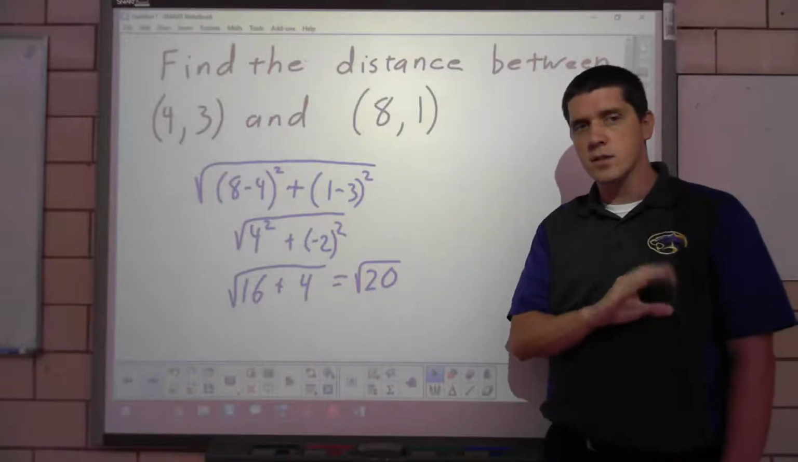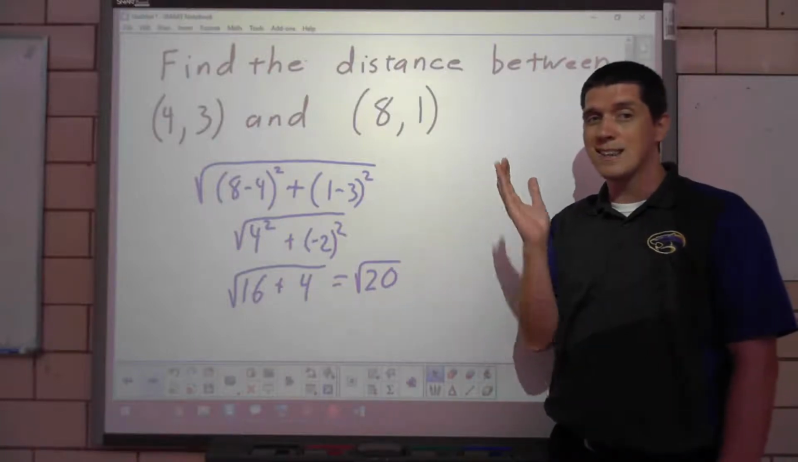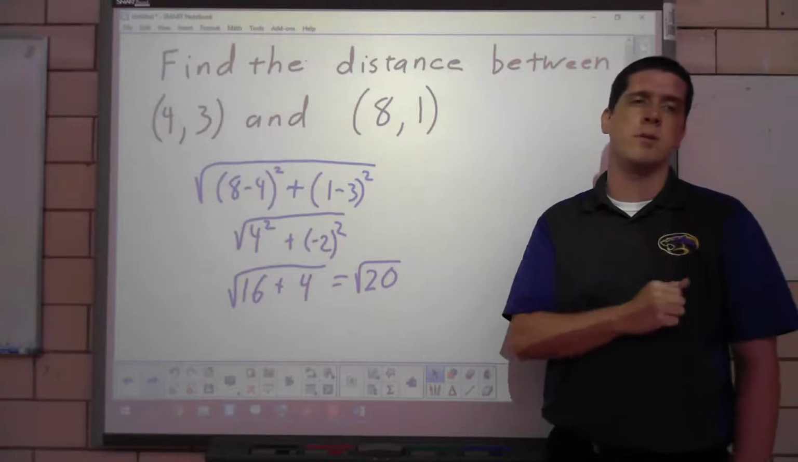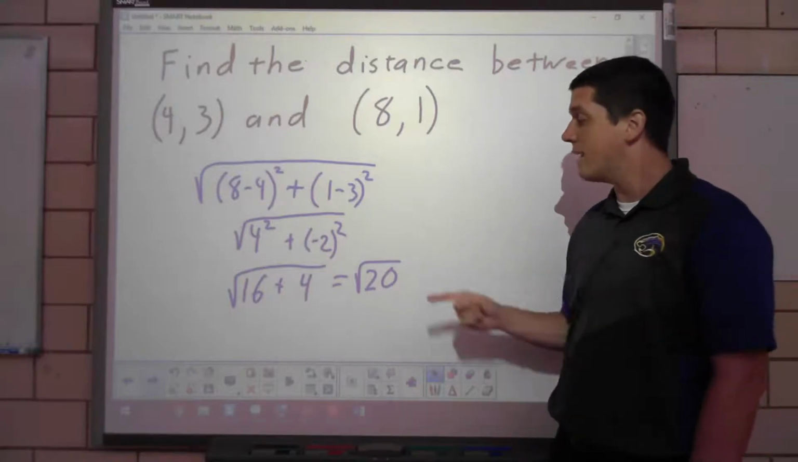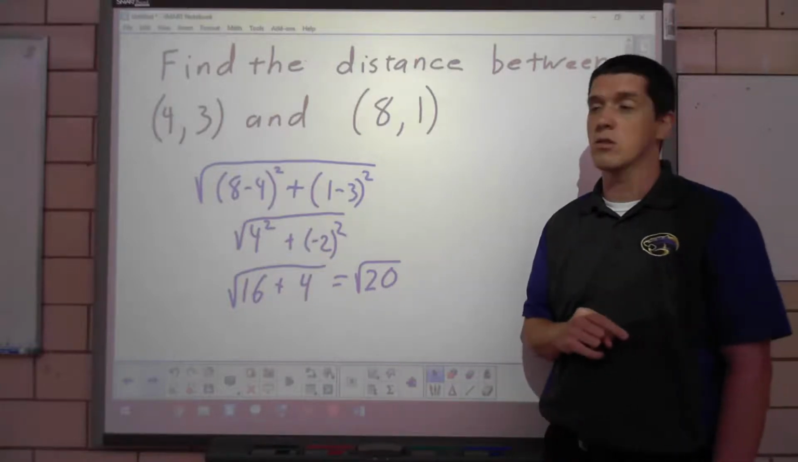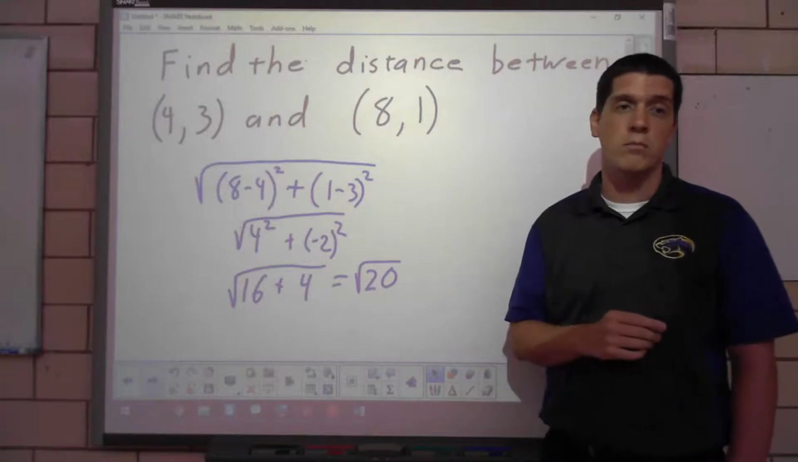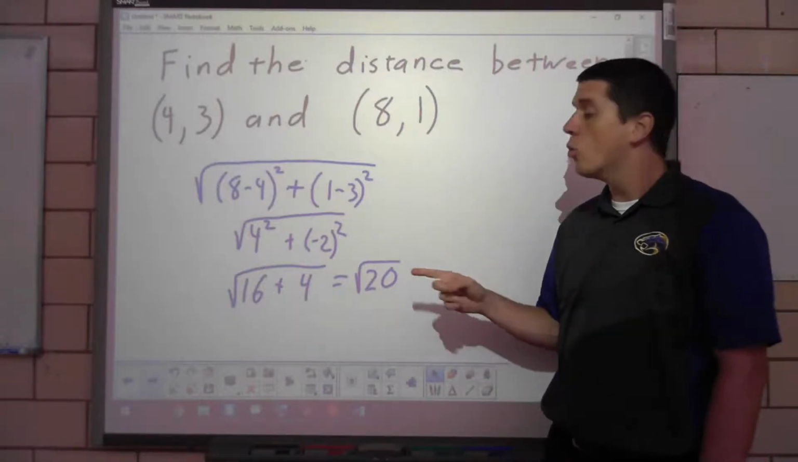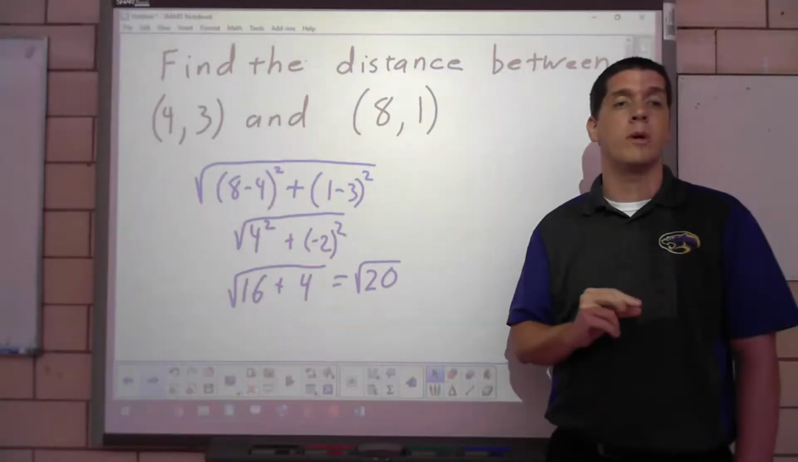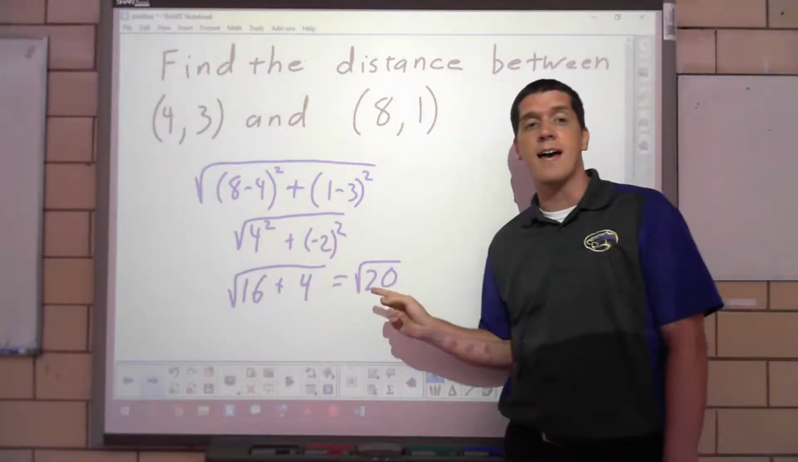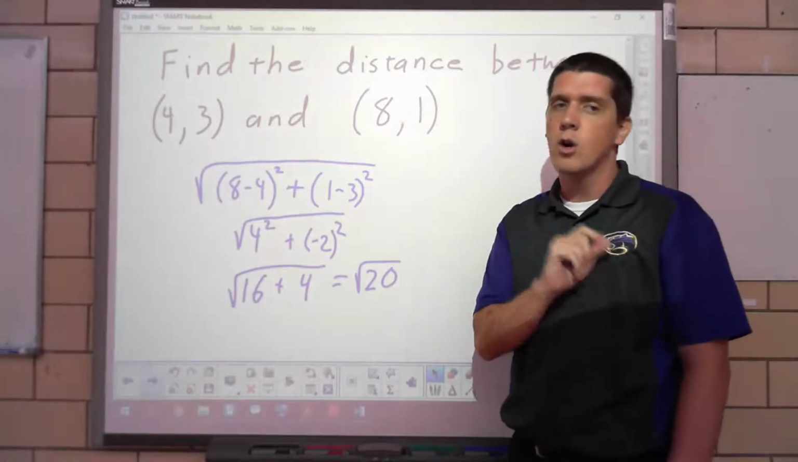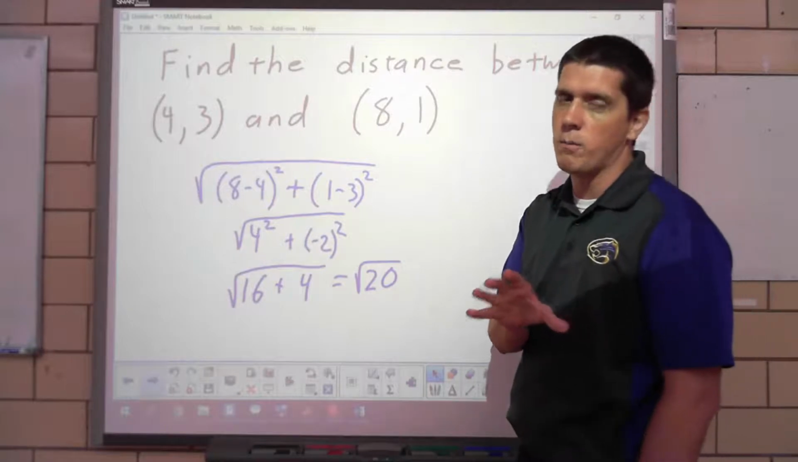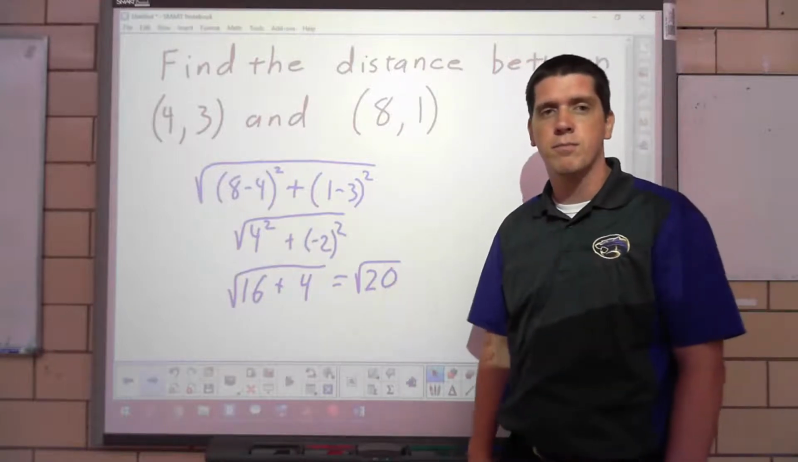In this class, and really in all math classes, unless it tells you otherwise, we always want to be exact. So in that, we want to just leave our answer as the square root of 20. Now, in a later chapter, we will actually talk about what we can do with the square root of 20, because we can simplify that a little bit more. We're not going to worry about simplifying that right now, but that's just simply your answer.